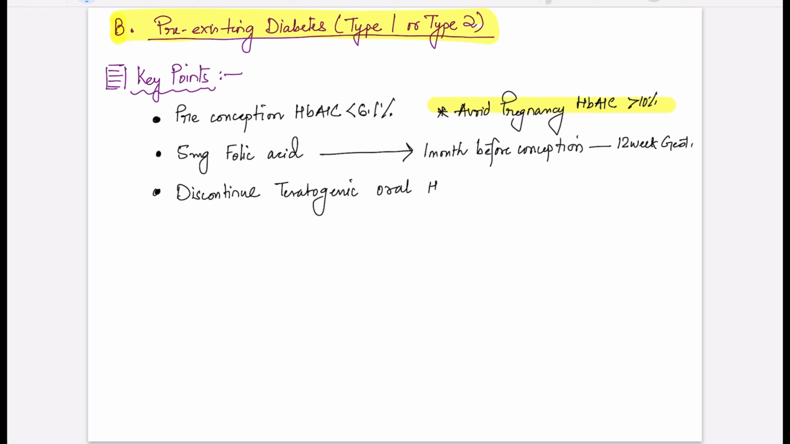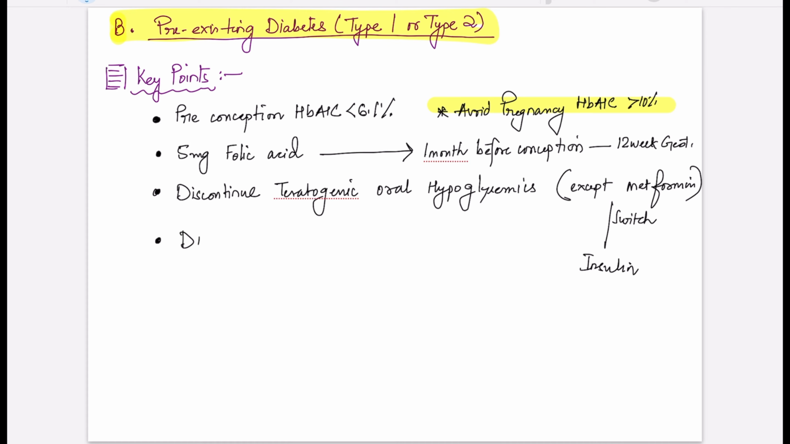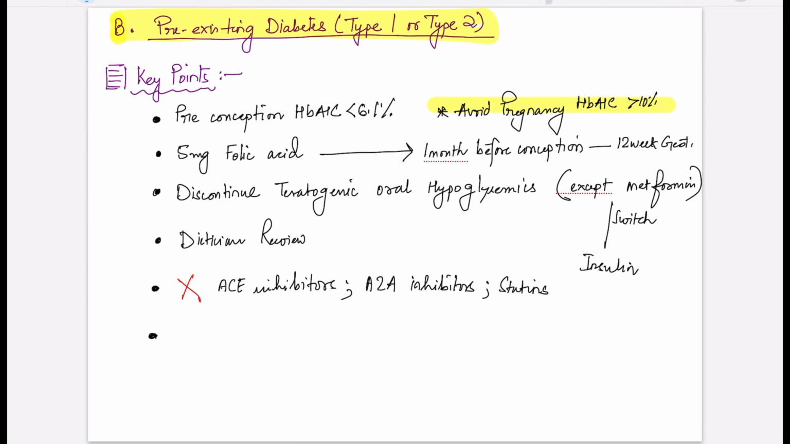Continue till 12-week gestation. Discontinue oral hypoglycemics, but you can keep metformin. It is very safe whenever required. Switch it to insulin. Have a dietitian review. And last but not the least, remember to stop ACE inhibitors, ARBs and statins, and also no pregnancy if the patient has severe nephropathy.